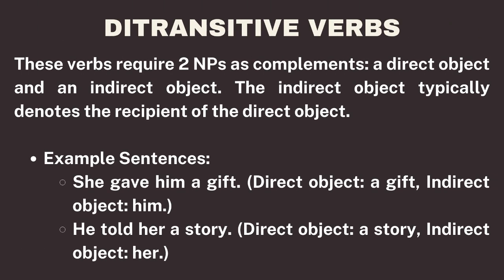Then we have the ditransitive verbs. These verbs require 2 noun phrases as complements, a direct object and an indirect object. The indirect object typically denotes the recipient of the direct object. Examples in sentences are, she gave him a gift. The direct object, a gift. The indirect object, him. The second one, he told her a story, wherein the direct object is the story and the indirect object is her.